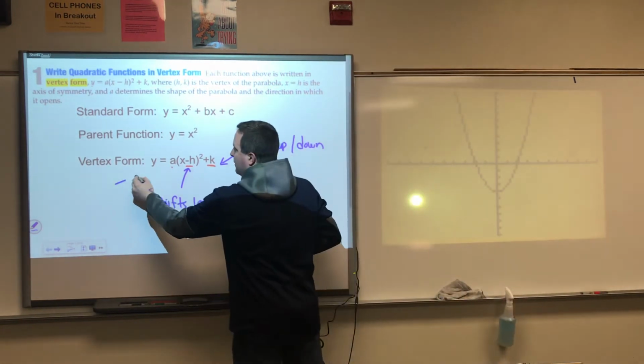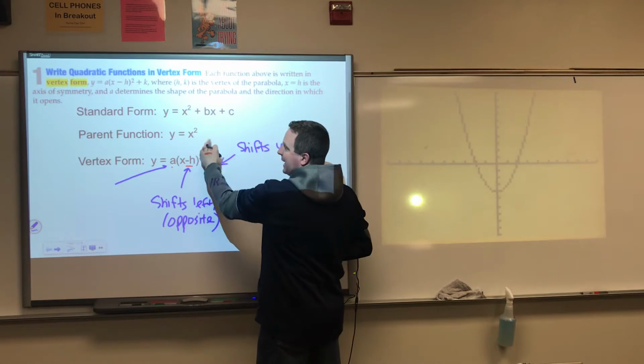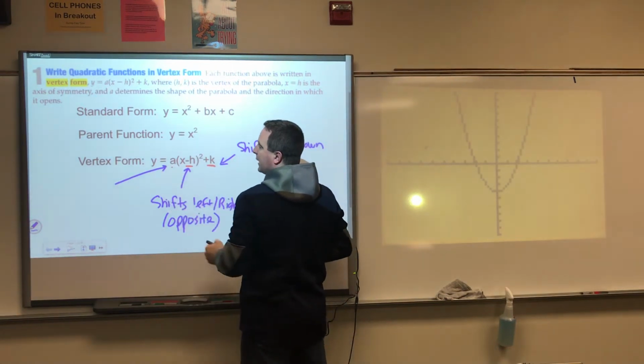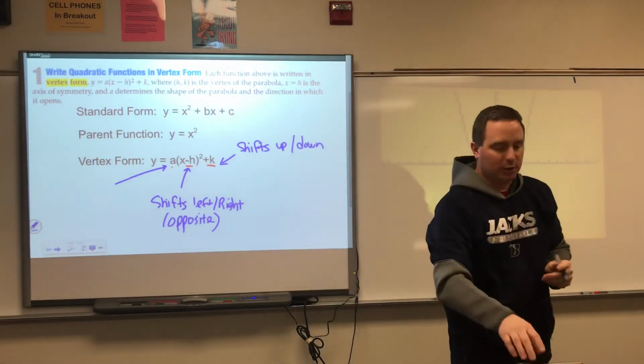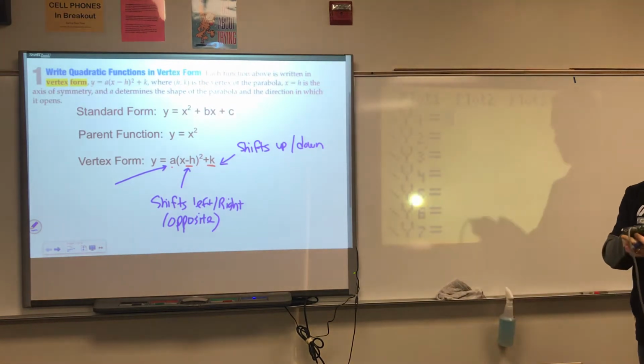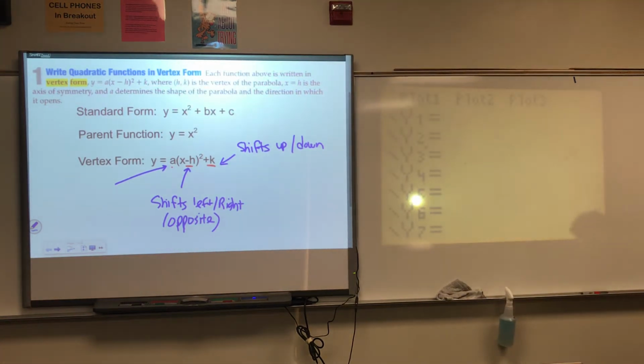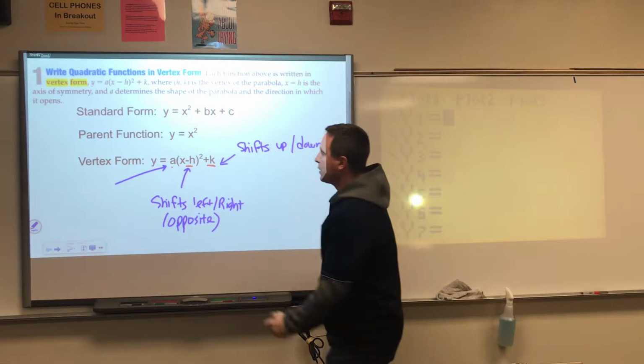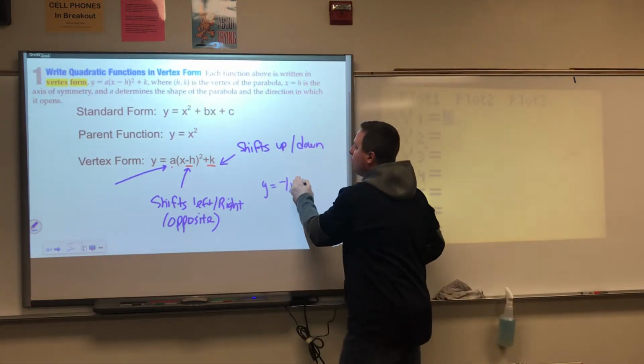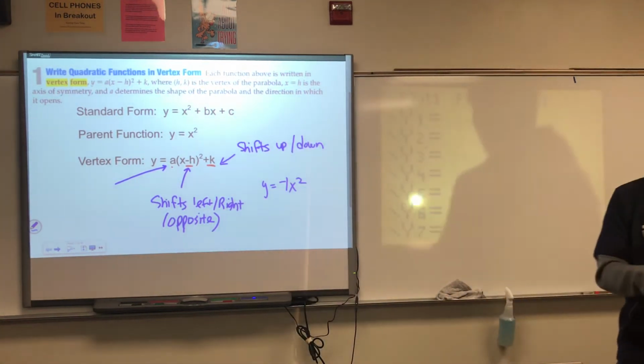And then lastly here, what about the letter a? Okay, I'm going to let h and k both be 0, but I'm going to mess with the letter a out here. Most specifically, if I go back to the parent function, I'm going to let a be a negative 1. So I'm going to type this equation, y equals negative 1x squared. And let's see what effect a has on the graph.